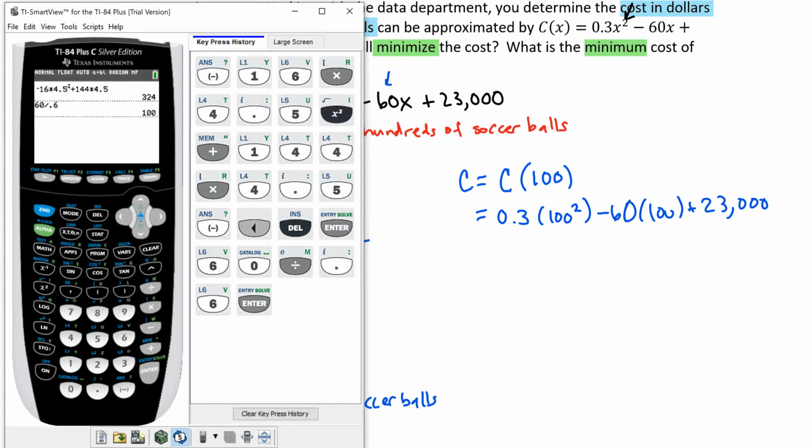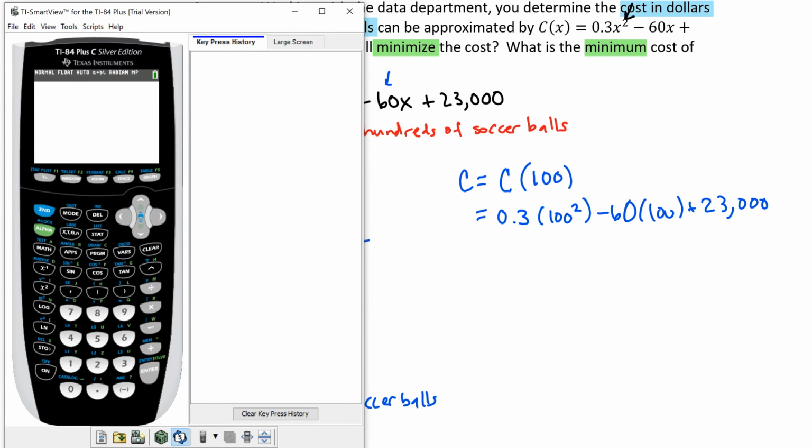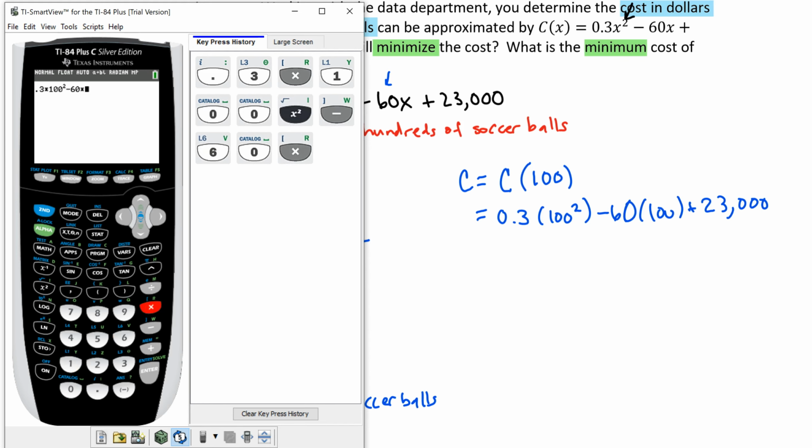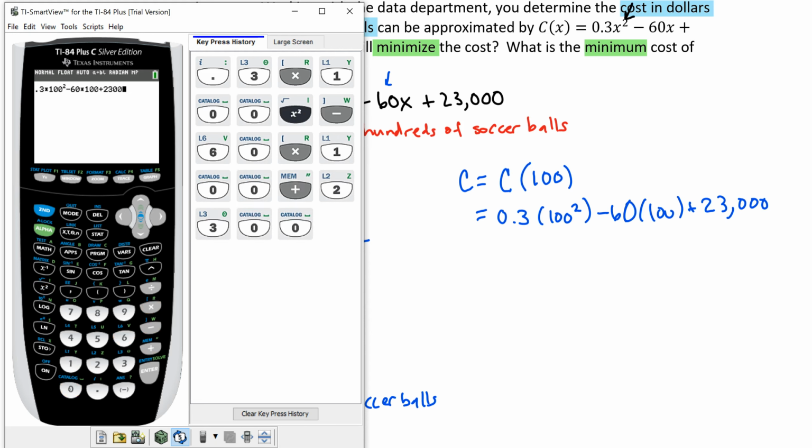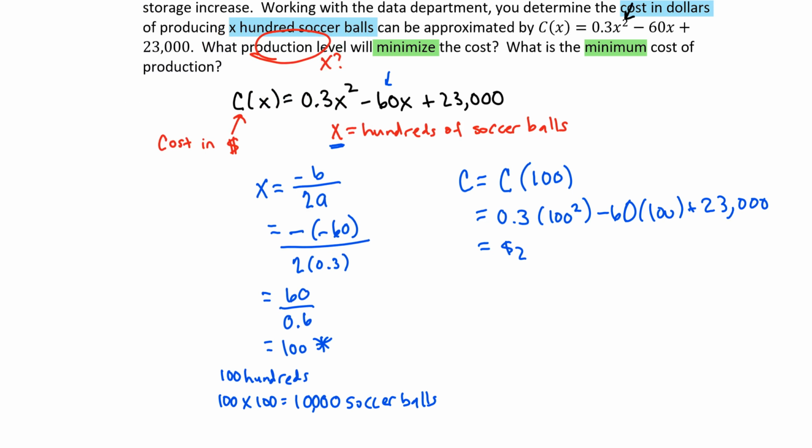This particular function is written this way so that I can model a very large number of soccer balls, but my function has small coefficients that are easy to work with, okay? So typing this into our function, we end up with a minimum cost of $20,000. So to produce 10,000 soccer balls, to produce and store, the cost would be $20,000.